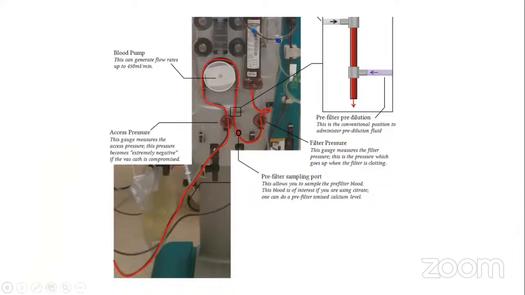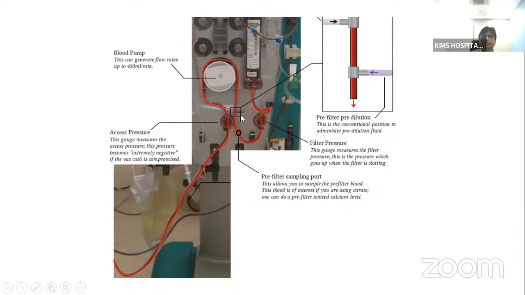So this is the blood line, as I told. The blood is drawn from here. It passes through this access pressure gauge, and this is the blood pump. Here in this CRRT machine, we can see these 5 pumps. This is the blood pump, and this is the PVP pump. This is the replacement fluid pump. This is the dialysate pump, and this is the effluent fluid pump.